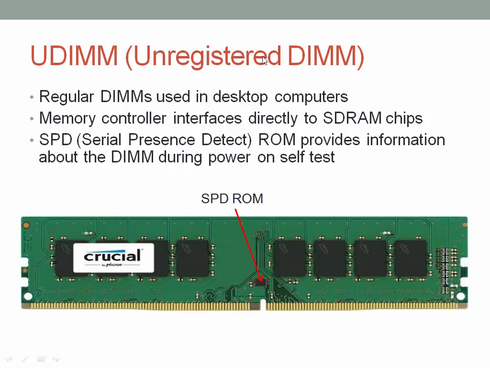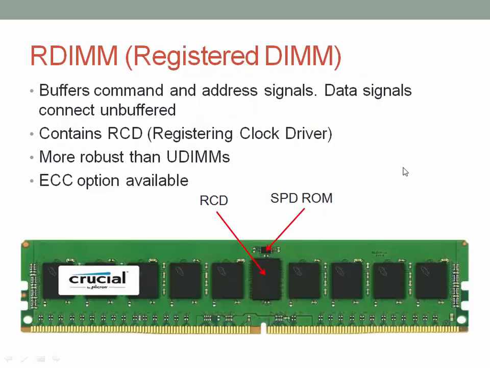All the DIMMs have another small chip on board, which is called an SPD-ROM. It's a small EEPROM which contains information about the DIMM, like its size, the speed, etc. And this is read by the CPU during power-on self test in order to know what kind of RAM is present in the system.